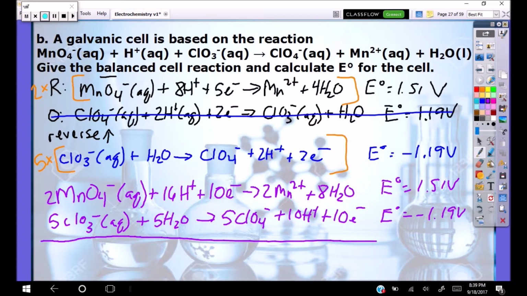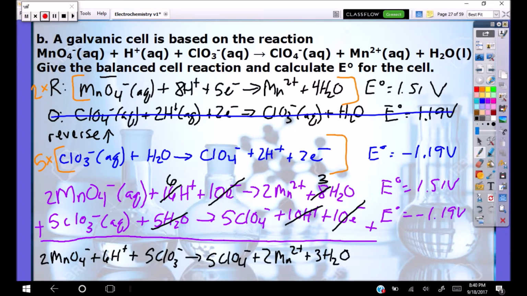This one we have to be careful with, though, because we have waters on both sides and we have H pluses on both sides. That will definitely cancel out. So let's cancel out everything first. We've got 10 electrons on the left, 10 on the right. With H plus, we've got 10 on the right. We can cancel out 10 of these and make that a 6. And then we've got 5 waters on the left. We can cancel this out and make this a 3.